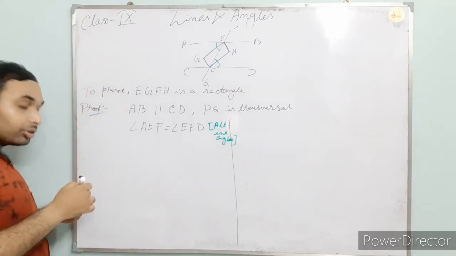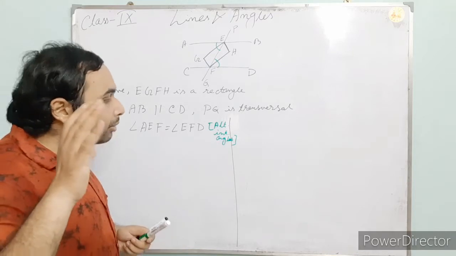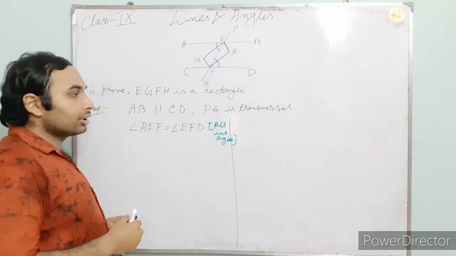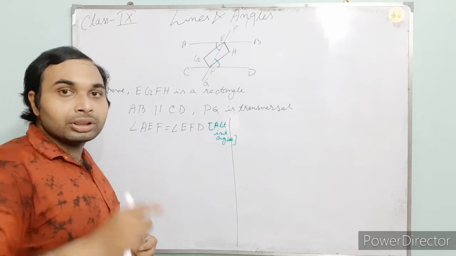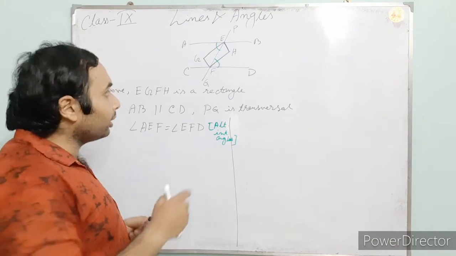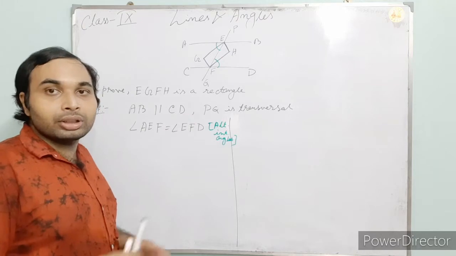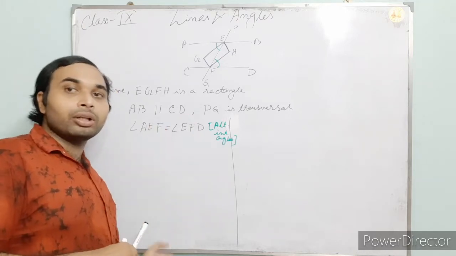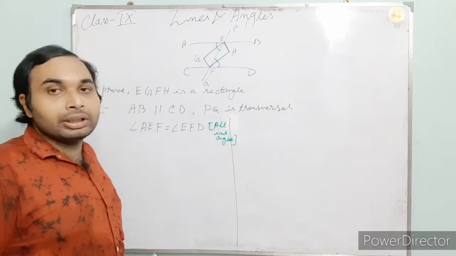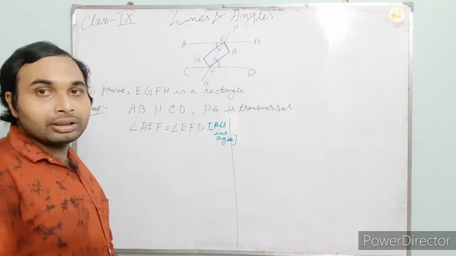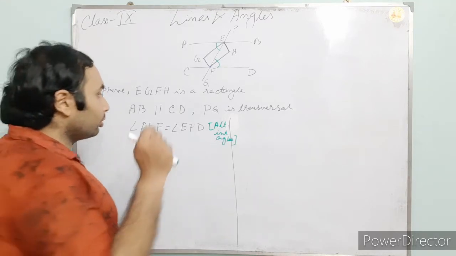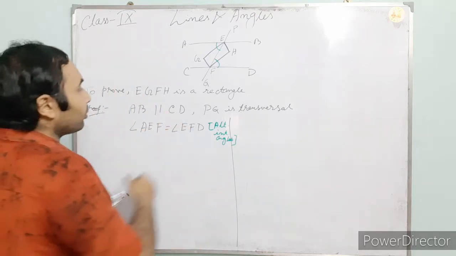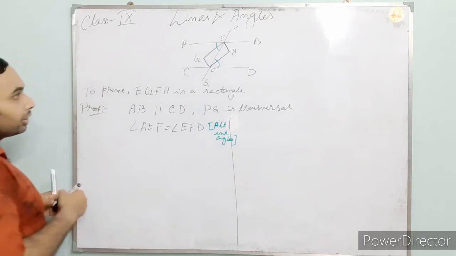Why? Because those are alternate interior angles. You have to write those logics. There are marks for these logics. If you don't write them, 1 or 2 marks will be deducted. If it is a 3-mark question and 2 marks are deducted for not writing the logic, even though you have written all the steps, what will be the use? So write the logic, it is very important. AEF equals EFD, those are the alternate interior angles.